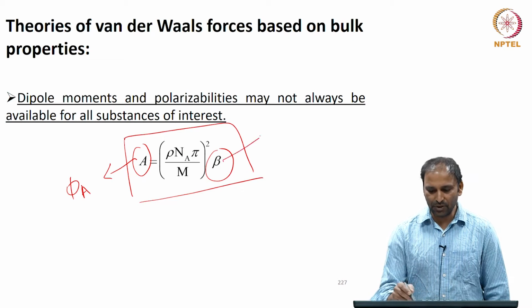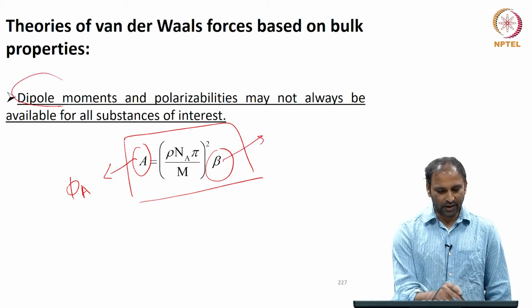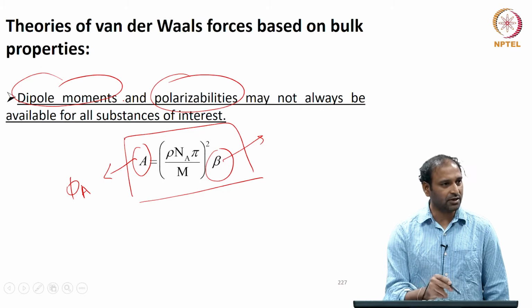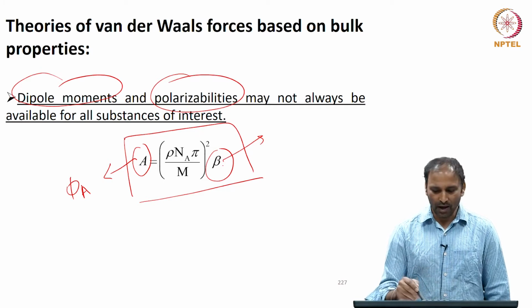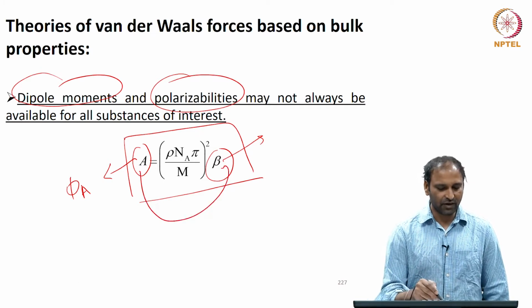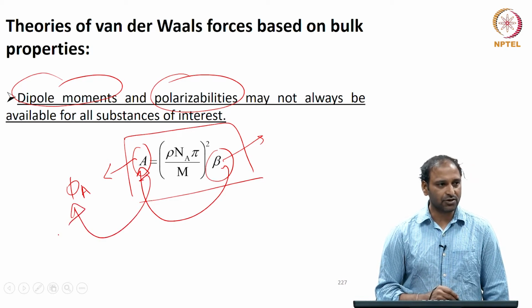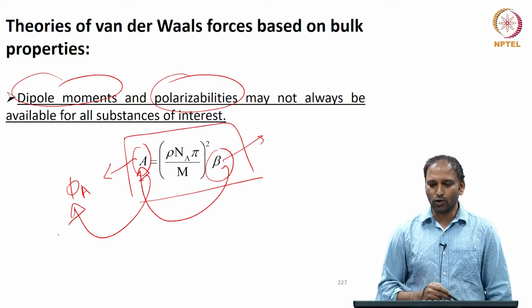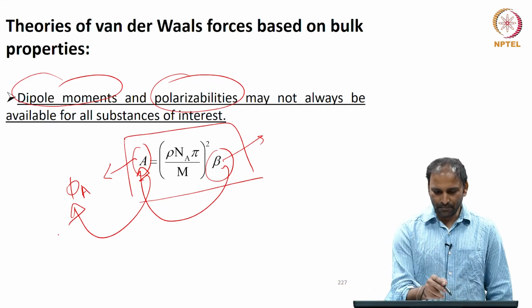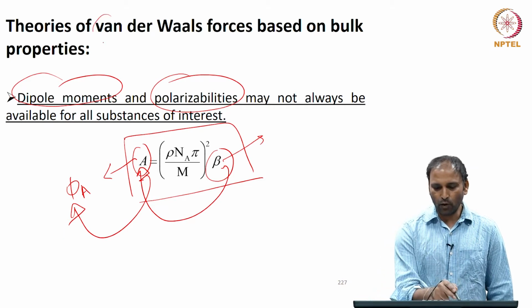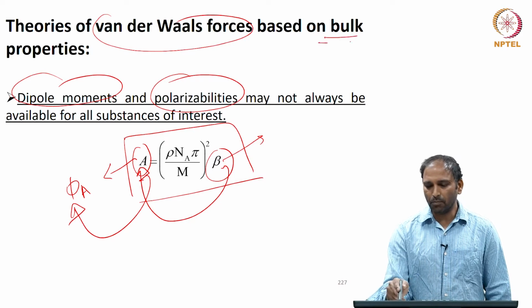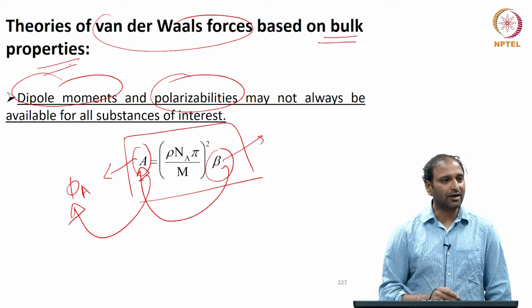And we know that this beta in turn will depend on the dipole moments and the polarizabilities, right. If I do not have access to those values, I can't calculate beta, then further I cannot calculate A, and then further I cannot calculate the interaction potential. So, therefore, there is a need to look at theories in which I can relate the Vanderwaals force of interaction to the bulk properties of the material itself.